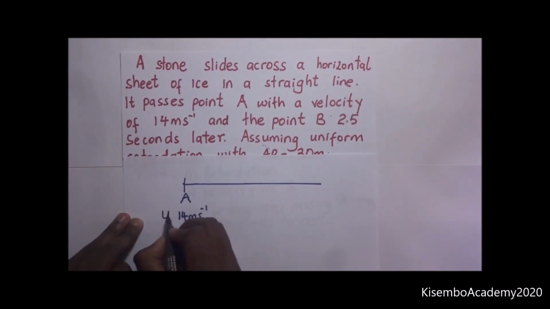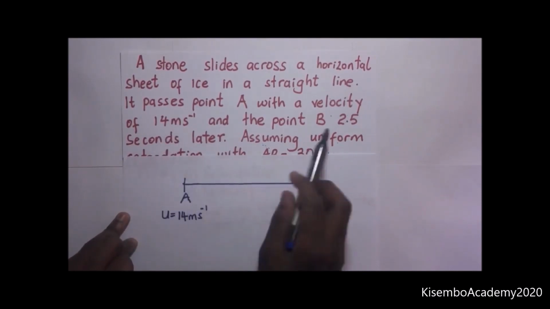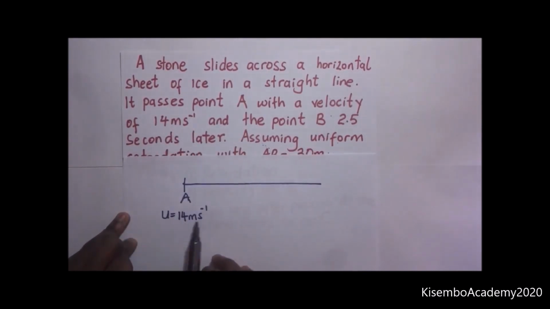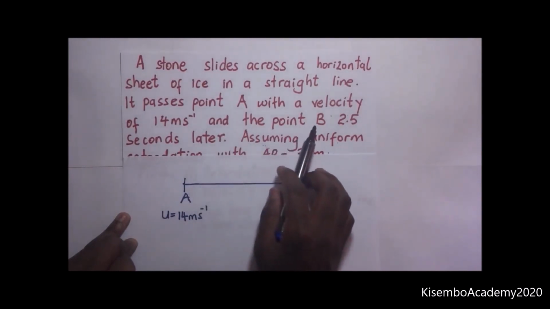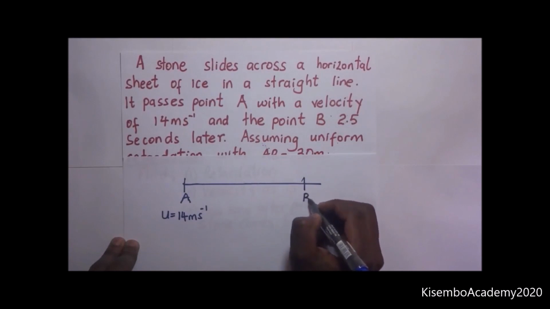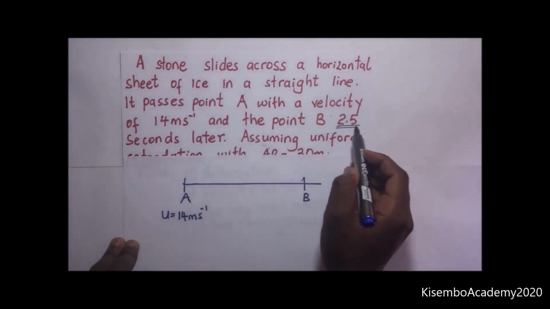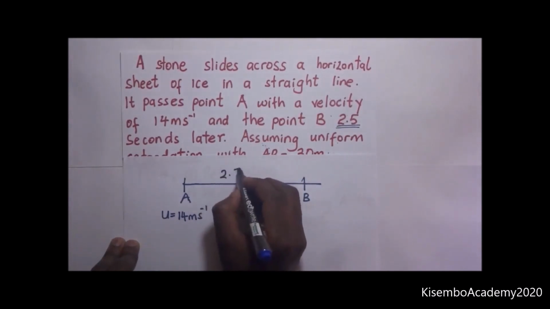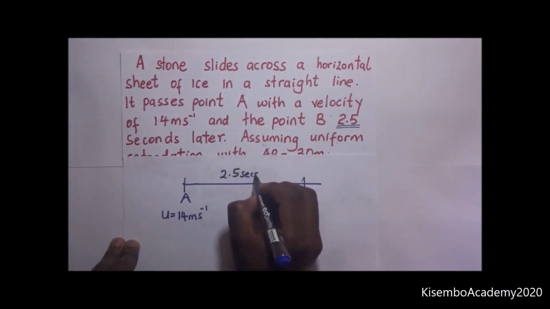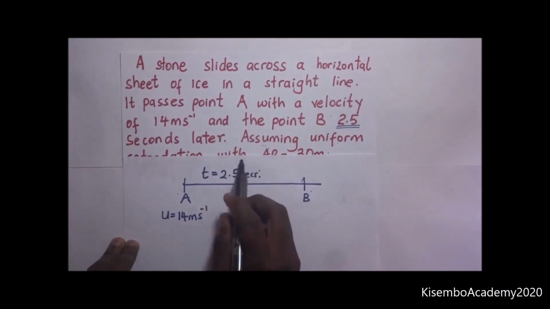Let's call this our initial velocity because it starts from point A. It passes point A with a velocity of 14 meters per second. We shall call it our initial point. And then point B 2.5 seconds later. So meaning that it's going to pass point B. But from point A to point B, the question is telling us that it's going to pass there 2.5 seconds later. So meaning that the time taken to move from A to B is 2.5 seconds.